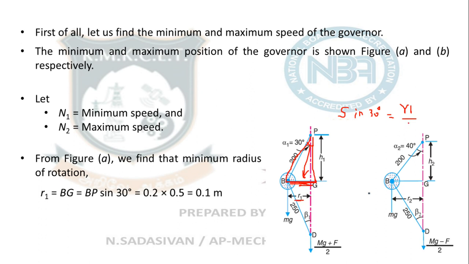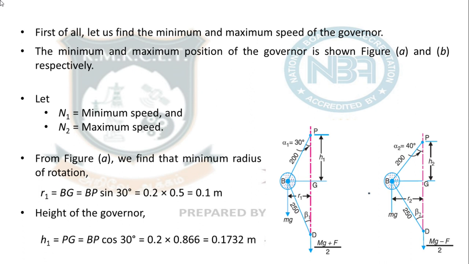Look here. R1 by hypotenuse, which is 200. So therefore R1 equals 200 sin 30. That's why I have written this. So 0.2 into sin 30 is 0.1 meter. Clear? That's why I am finding my R1. So for the height of the governor, now you know two sides. One is 0.2, one is 0.1. Using Pythagoras theorem, find the third side.